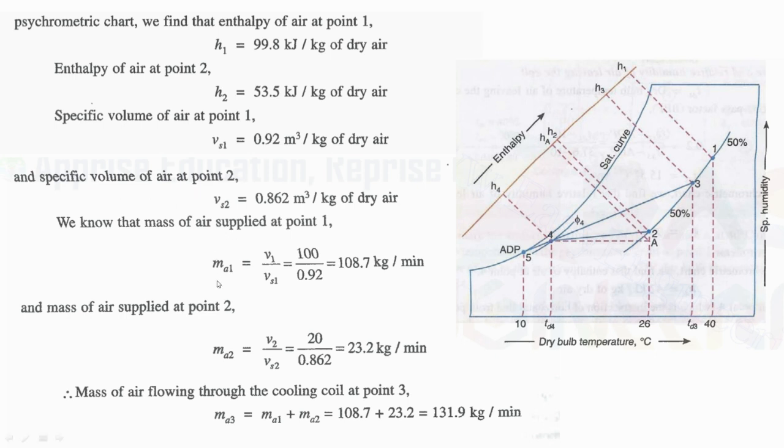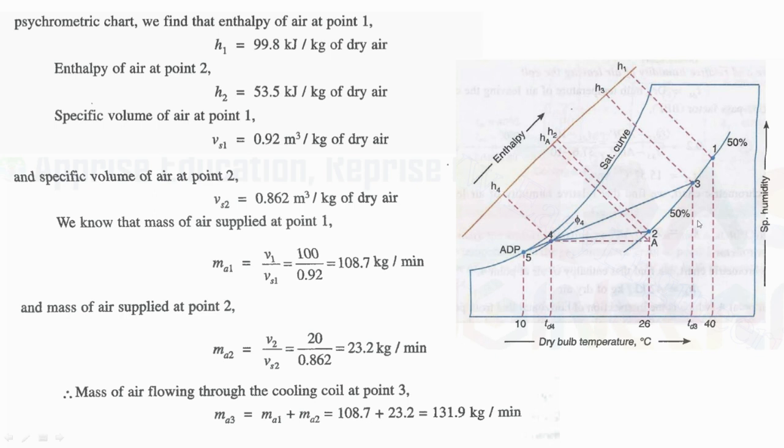Now at point number 1 we get the mass as V1 upon Vs1. V1 is 100 meter cube, and Vs1 is 0.92. So we get the mass at point number 1 as 108.7 kg per minute. Similarly, at point number 2 we get the mass flow rate as 23.2 kg per minute. For the combined mass, we get M3, which is 131.9 kg per minute. M1 plus M2 gives M3.